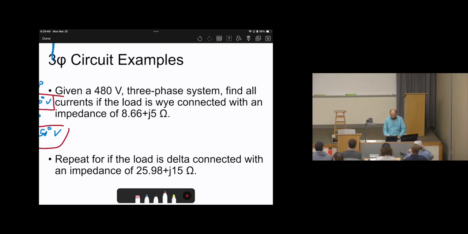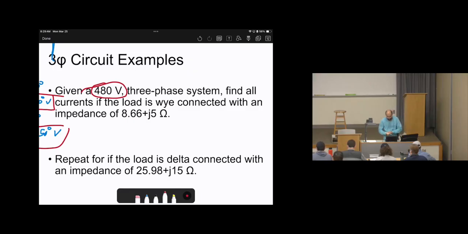So we have 480 volts. No other information about it. Is there anything that says this is line to line or line to neutral? No. Is there any information about the sequence? Assume it's positive or negative sequence, or you need to find the sequence? No. So the default is positive sequence. The default is phase A with angle 0. The default is this voltage is line to line.